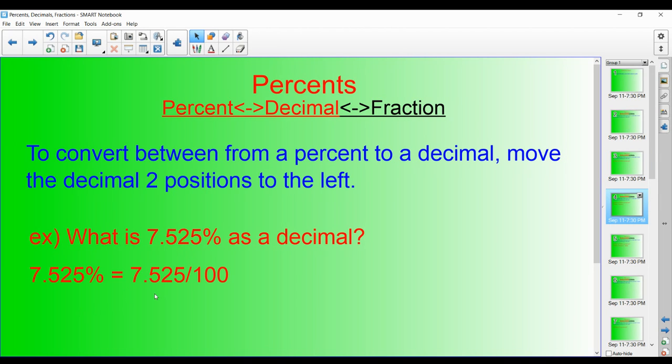percent means divide by 100. So we can take 7.525 divided by 100, which would tell us move the decimal point 2 places to the left. If I'm solving an equation, I want the number as a decimal. We're going to see with simple and compound interest that using a decimal in our equation is much more efficient than using a percent.